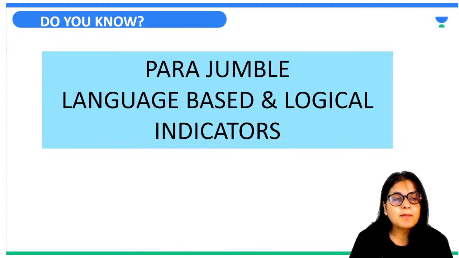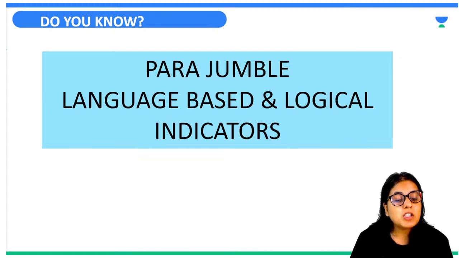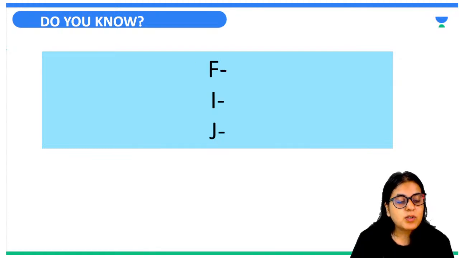There are a lot of logical clues too. Sometimes we don't find any single language clue. Then what are the logical clues, or the logical indicators that we need to focus on? Then FIJ. Not a very frequently asked question, but it's important to know what facts, inferences, and judgments are, and how you distinguish between the 3.